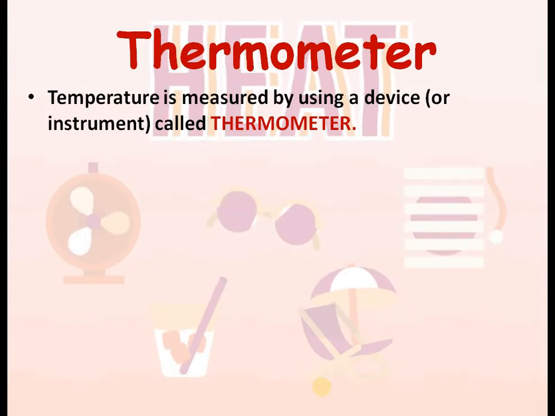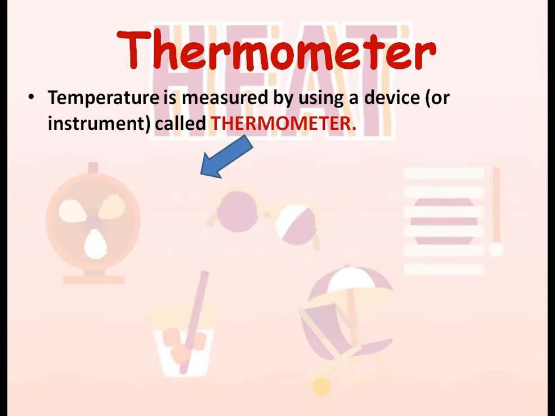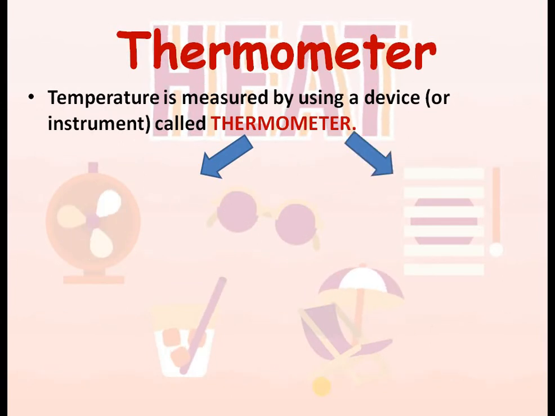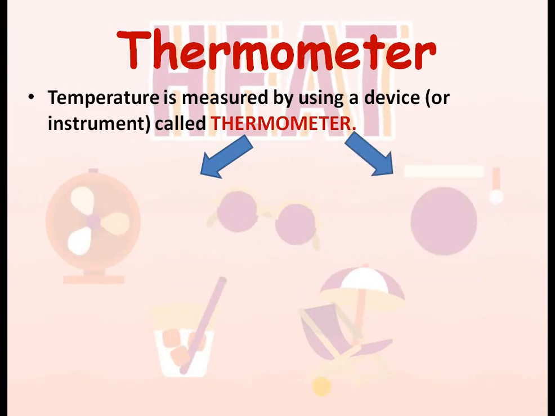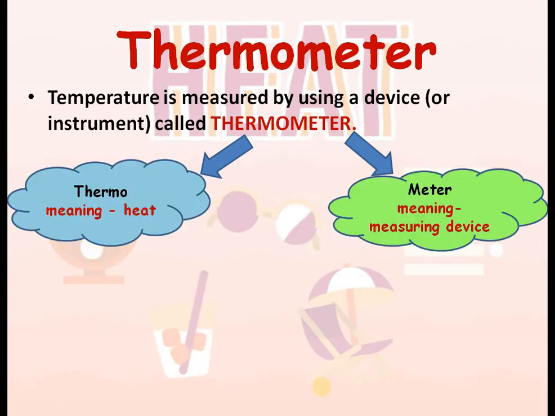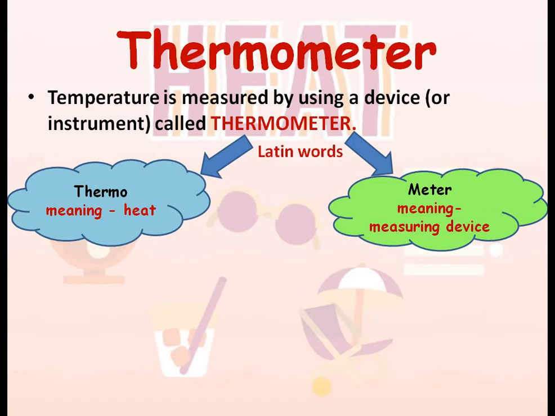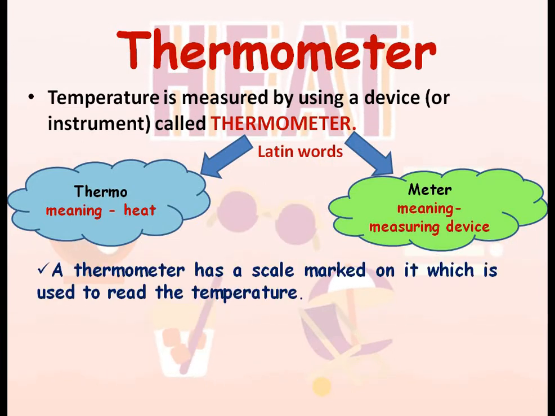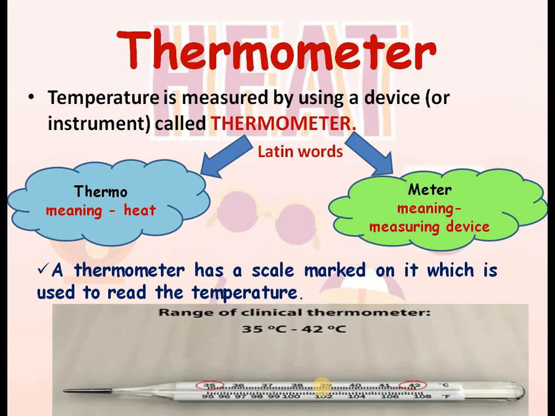Temperature is measured by using a device called a thermometer. This term is derived from two Latin words, thermo and meter, where thermo means heat and meter means measuring device. A thermometer has a scale marked on it which is used to read the temperature, like you can see here in the figure. Here we have readings. Numbers are written here.